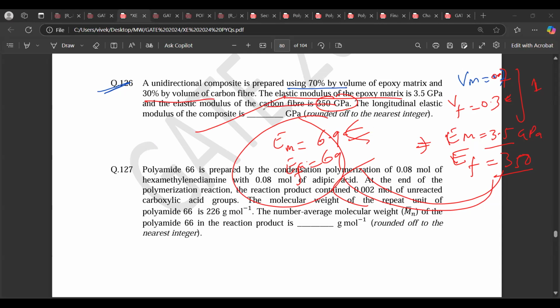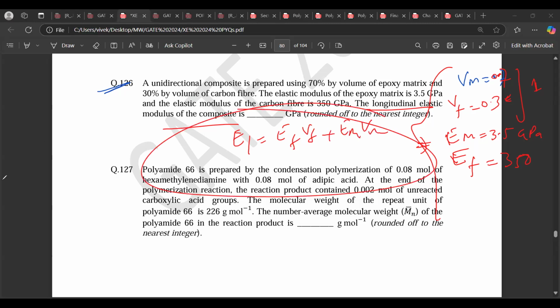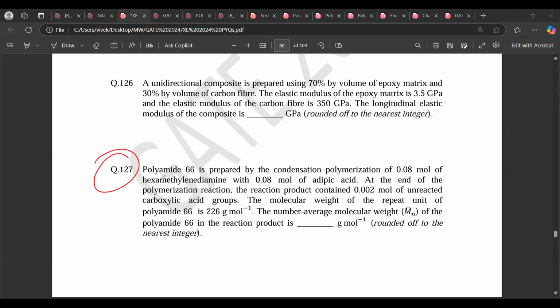Can you get this kind of simple paper ever in your life? Never. I've never seen it; this is the easiest paper ever set in the GATE exam history of XE. Okay, I can declare that. But the next paper could be even easier, because they are focusing more on concept rather than memory. So everything is given. They are asking to calculate a longitudinal composite EL. So EL is EFVF plus EMVM, and you'll get your answer. That's it. This is not tricky if you remember the concept.